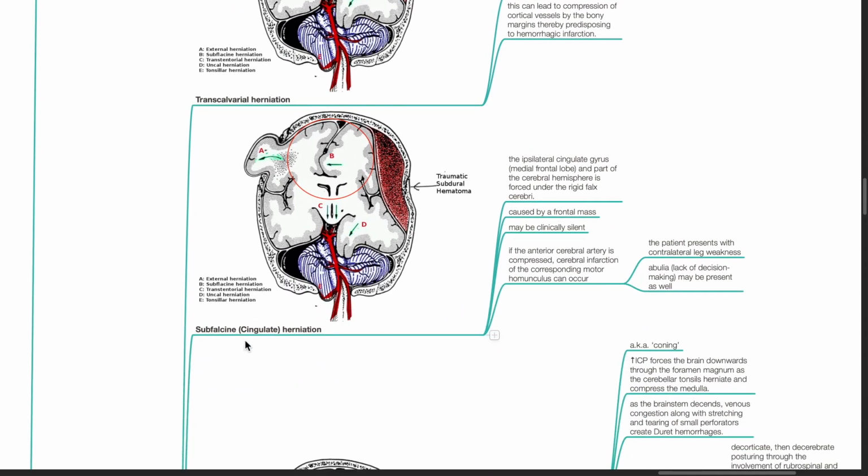Subfalcine or cingulate herniation. The ipsilateral cingulate gyrus of the medial frontal lobe and part of the cerebral hemisphere is forced under the rigid falx cerebri. This is caused by a frontal mass and may be clinically silent. If the anterior cerebral artery is compressed, cerebral infarction of the corresponding motor homunculus can occur. The patient presents with contralateral leg weakness, and abulia, which is lack of decision making, may be present.